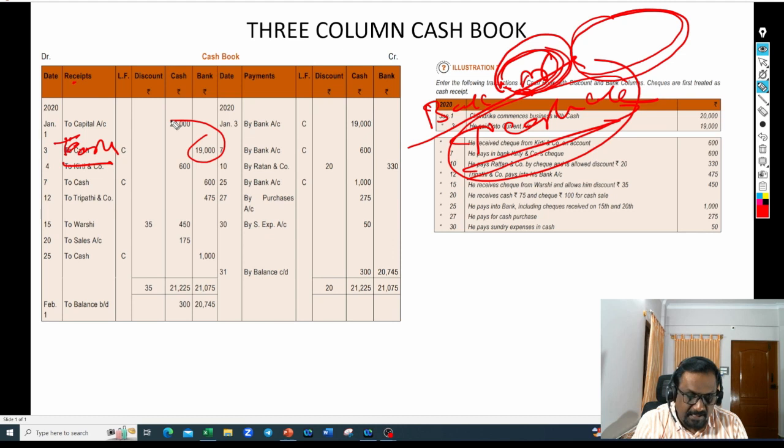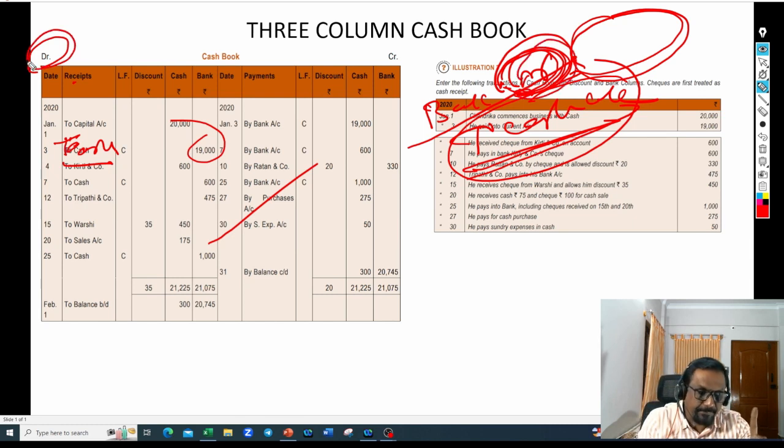Don't go with this example, I'm just giving you an entry here. This illustration I'll come back to later. So bank account debit, cash account credit. Once again, I'm repeating this very important point, guys. Bank account is debited here, so I have to write it on the debit side first. First rule: bank account is debited, I have to go to the debit side.